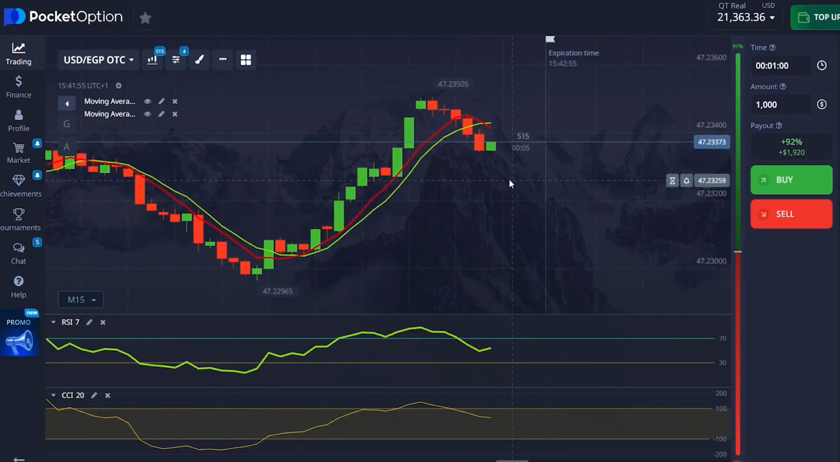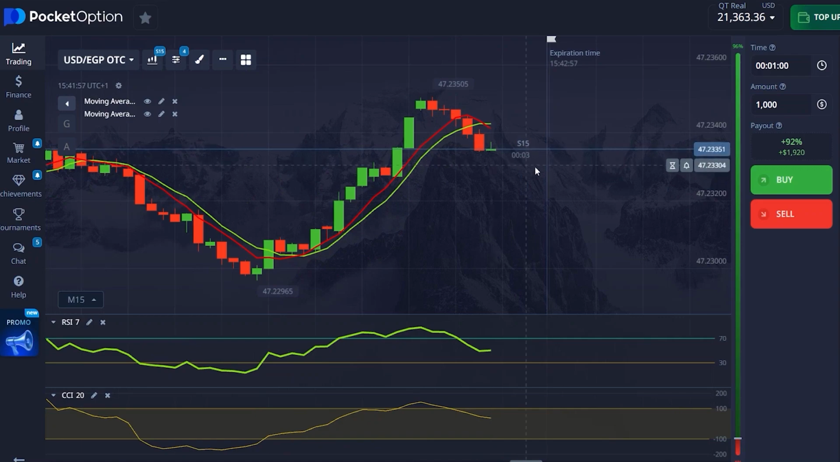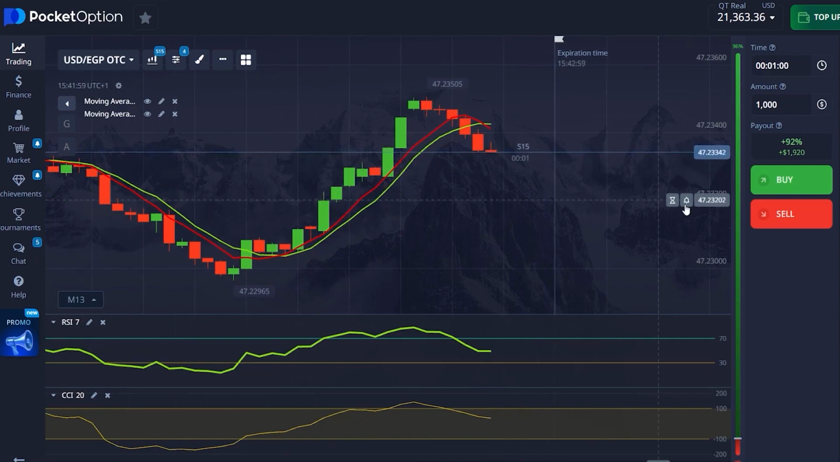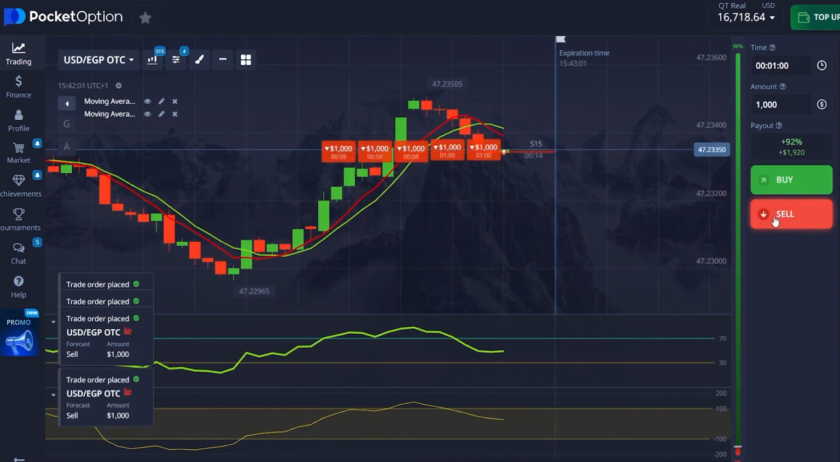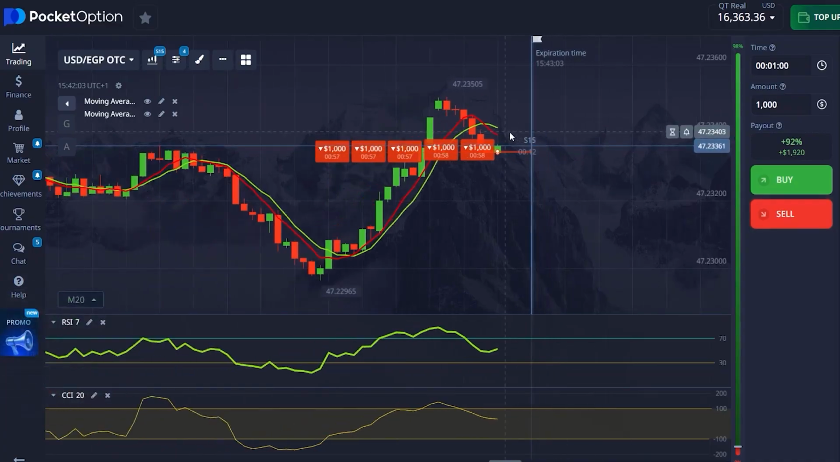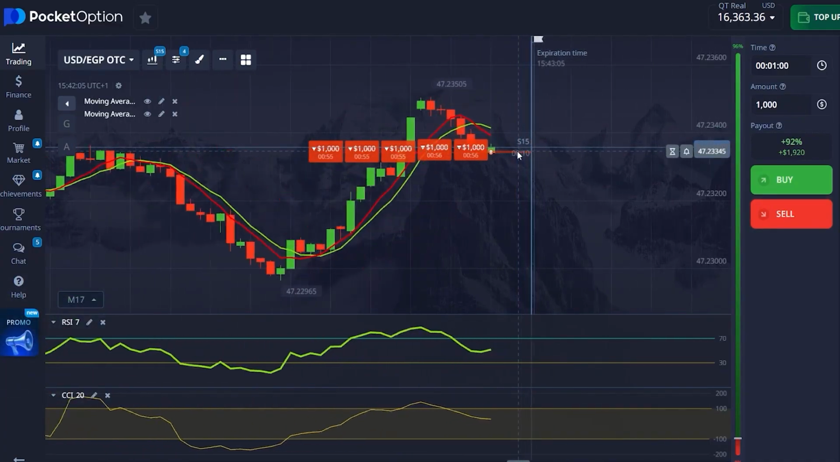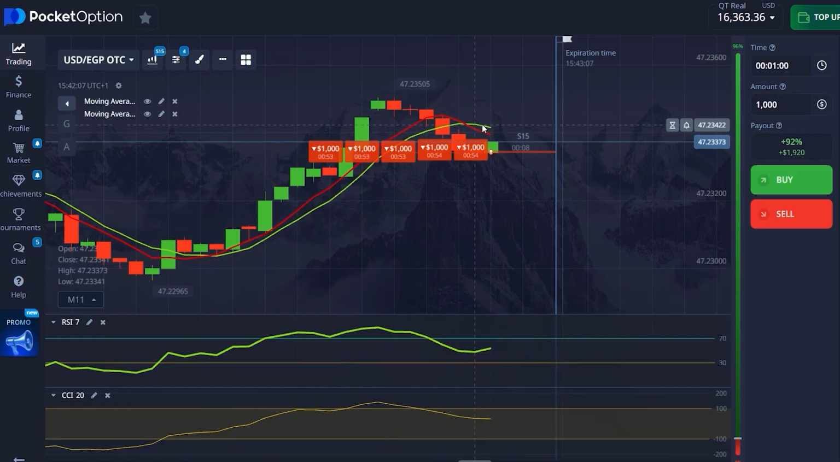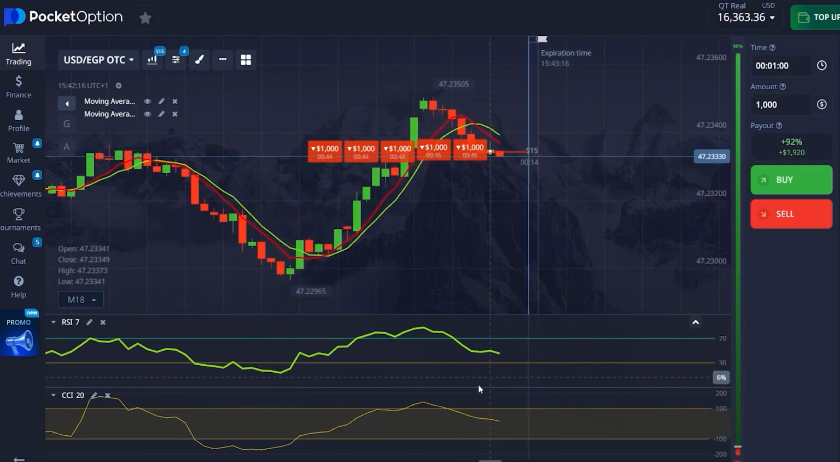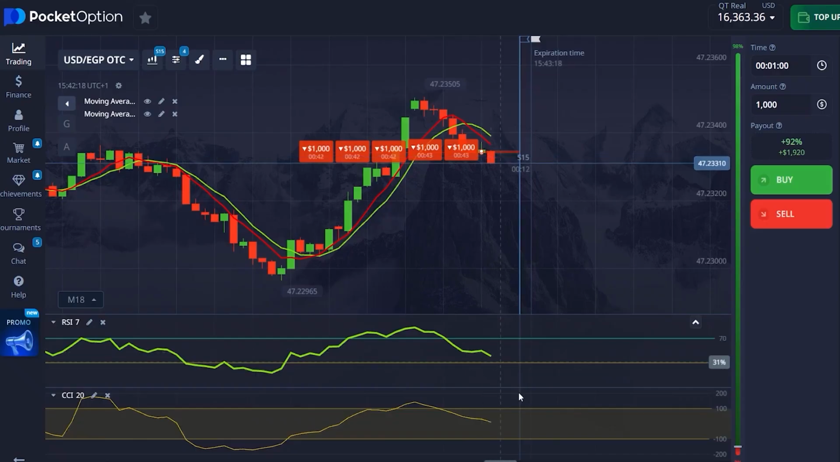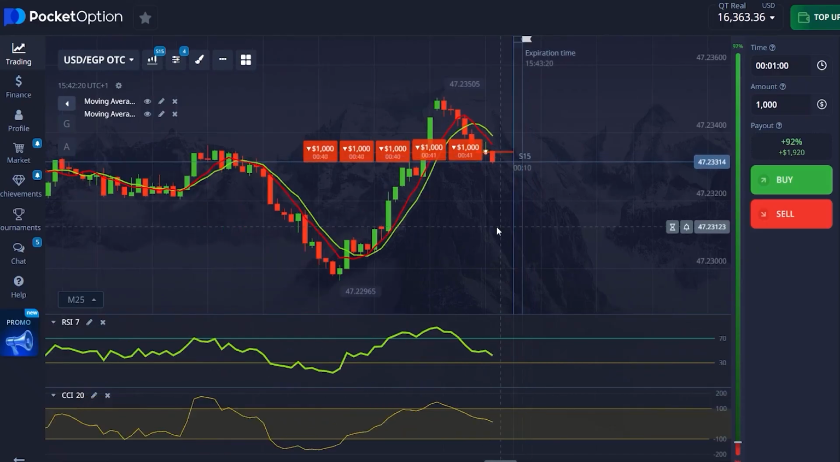So right here I found another opportunity for a down position. My two moving average lines intersect right at this point. Also my RSI and CCI indicators are giving me a confirmation.